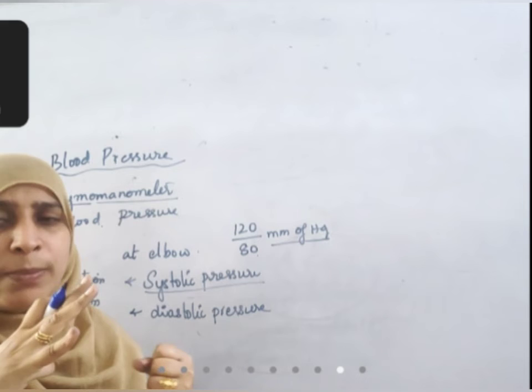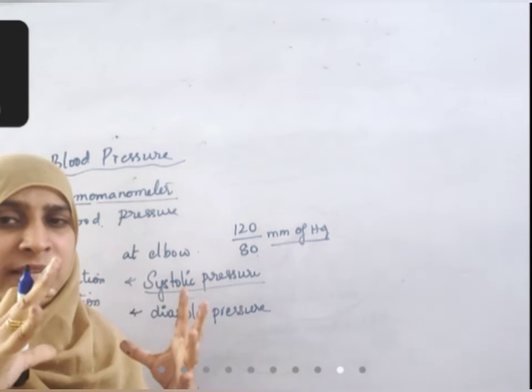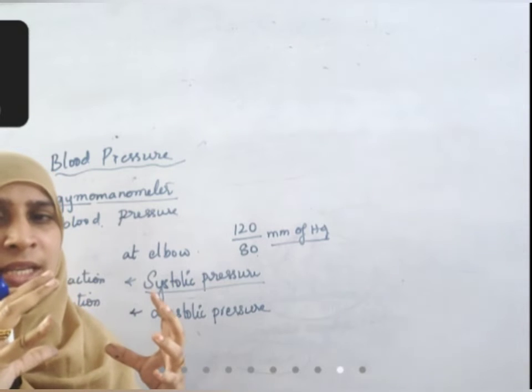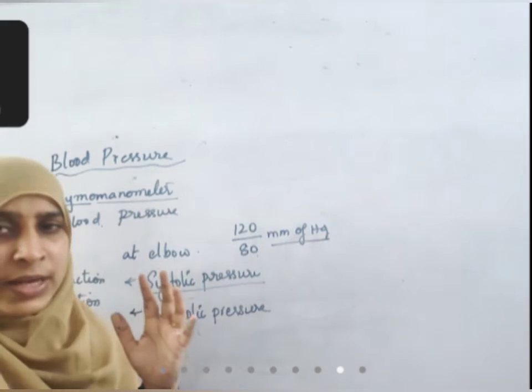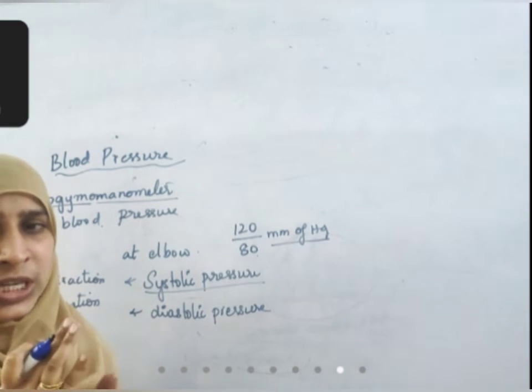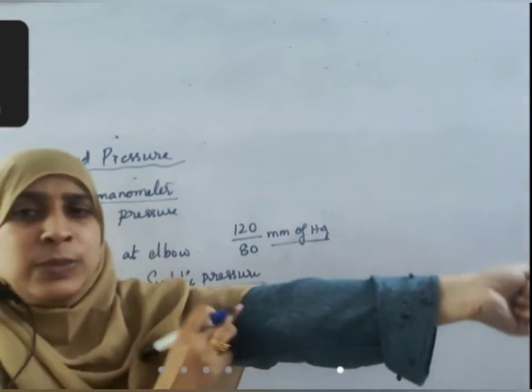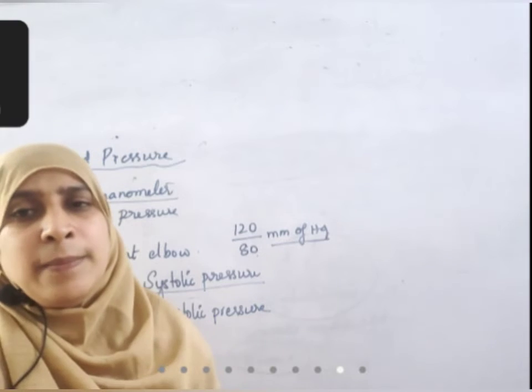At that time, what happens? Blood vessels increase their diameter, and blood flows in them with a lot of pressure. It travels in the entire body and comes back. When it is coming back, its pressure is very low. So what is done in this position? The sphygmomanometer is fixed and blood pressure is measured.